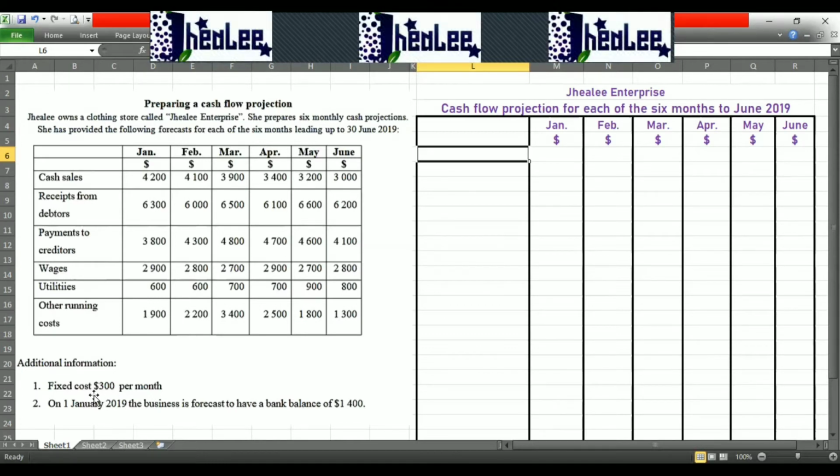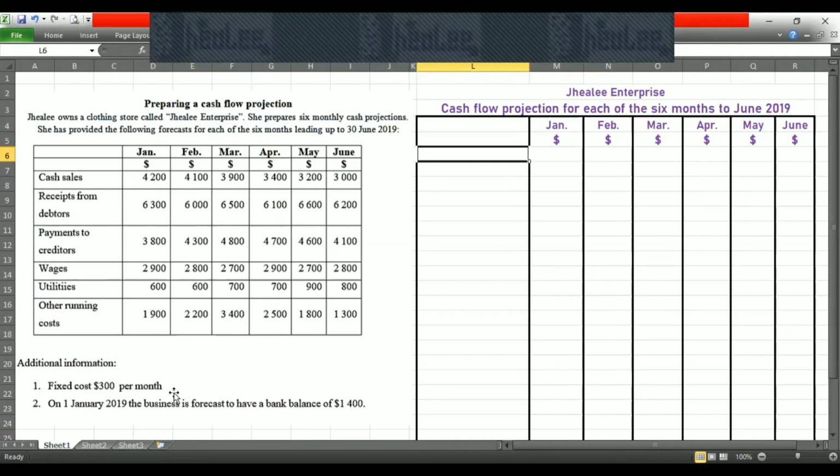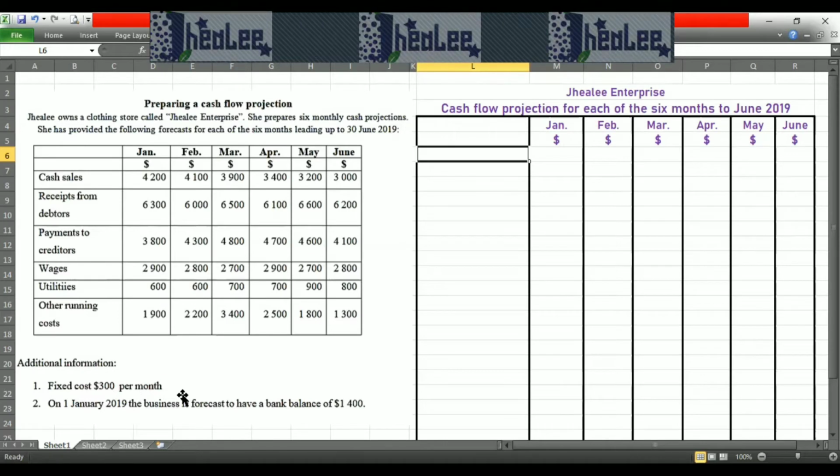Additional information: fixed cost, $300 per month. So you're going to find that this $300 would be running across each month because that's a cost per month. On January 1st, 2019, the business is forecast to have a bank balance of $1,400.